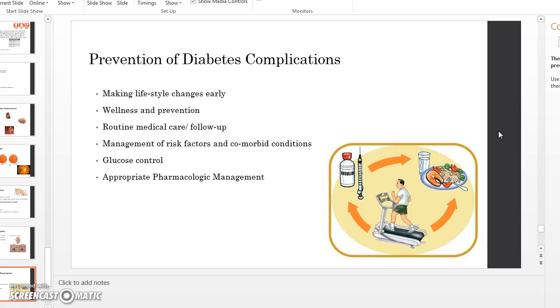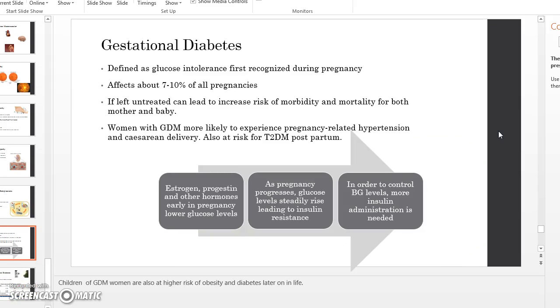Before we leave this topic, I wanted to touch on gestational diabetes, which also is very common among pregnant women. It affects about 7 to 10% of all pregnancies, and this is a similar description to type 2 diabetes, except it is defined as a glucose intolerance that's first recognized during pregnancy. So patients that are euglycemic, normal, before pregnancy, diabetes is induced by the pregnancy.